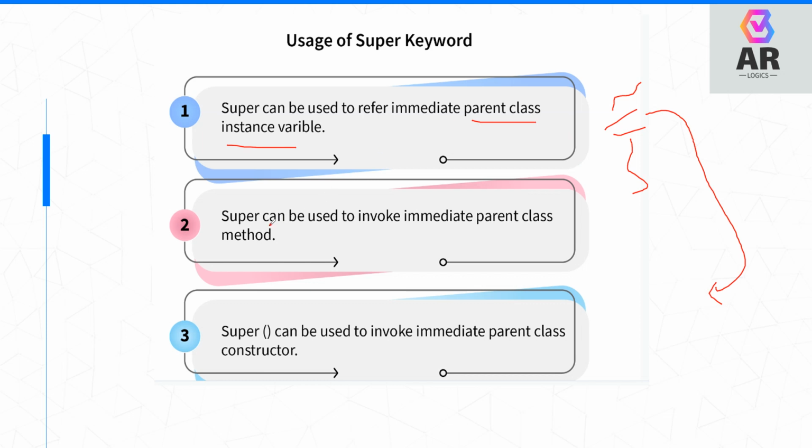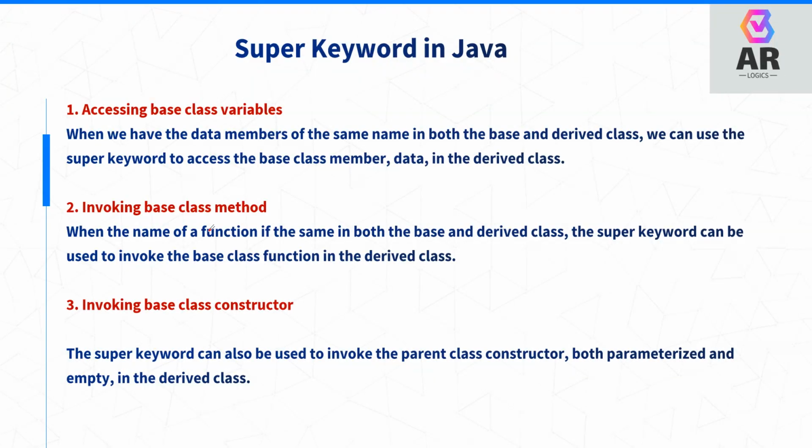The super keyword can be used to invoke immediate parent class methods. Suppose we declare a method in the parent class; we can invoke it in the child class. It can also invoke the immediate parent class constructor. These three things we can follow: accessing base class variable, invoking base class methods, invoking base class constructor.